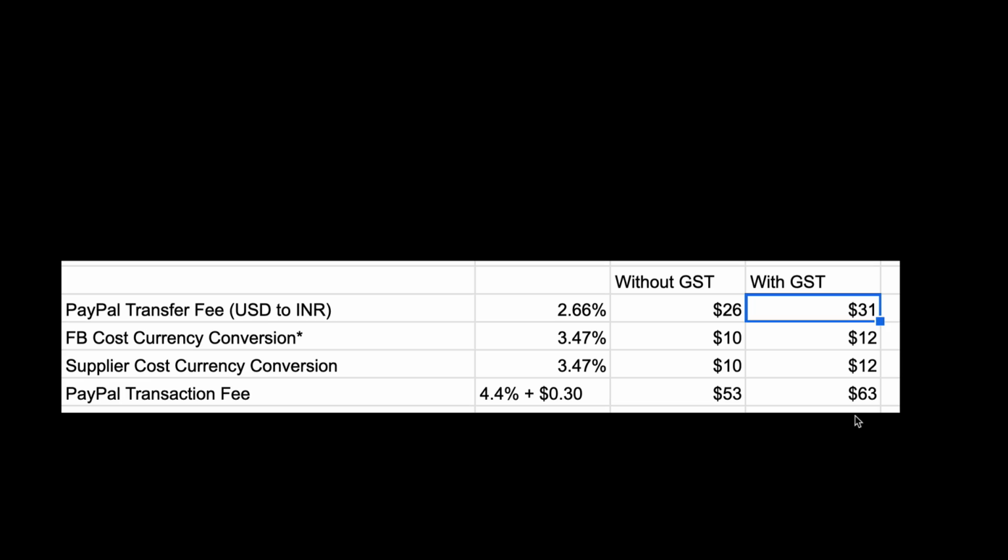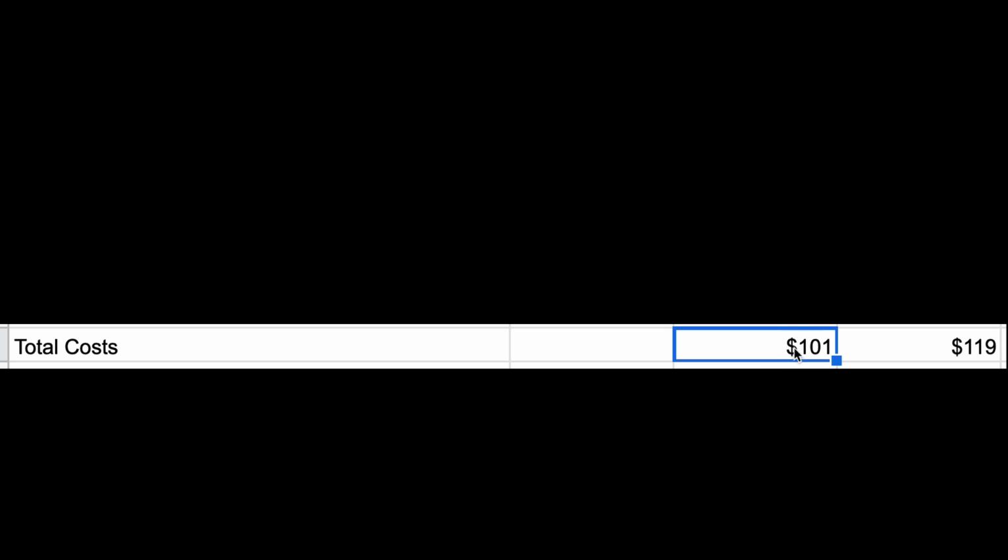So the 3.47% actually ends up becoming around 4.1%. This 2.66% ends up becoming like 3.14% in net. These are the costs with GST, 31, 12, 12, and 63. So what are the total costs then? Without GST, it comes out to $101.